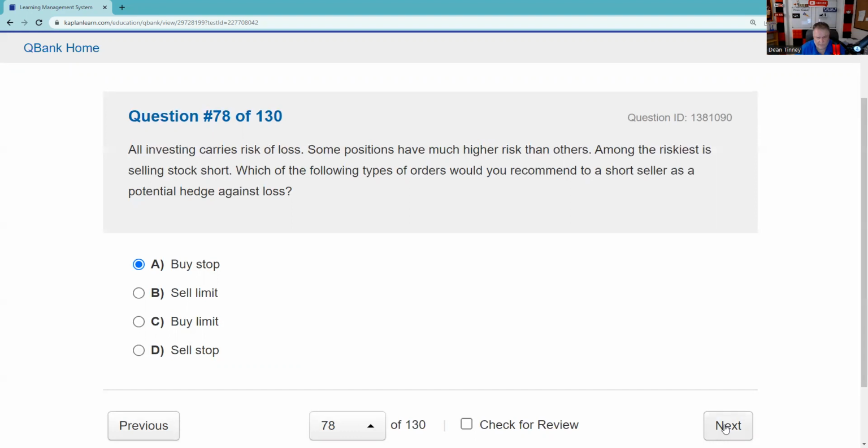If this was a long stock position, it would be a sell stop. Limit orders aren't used as a hedge. Limit orders are to get your price or better.